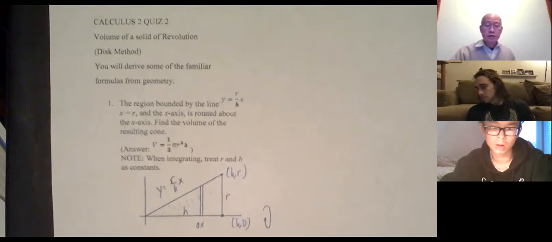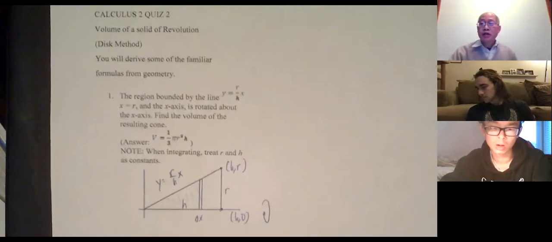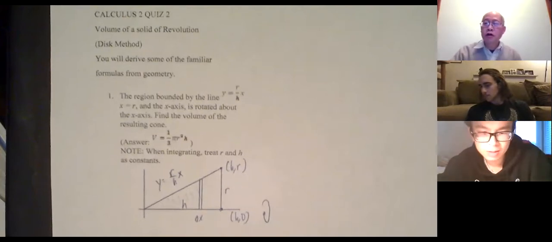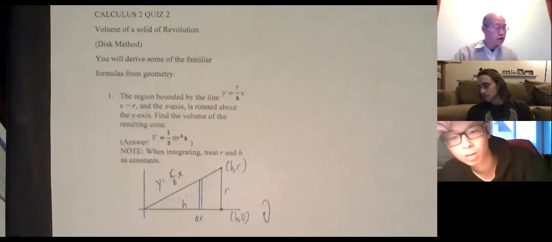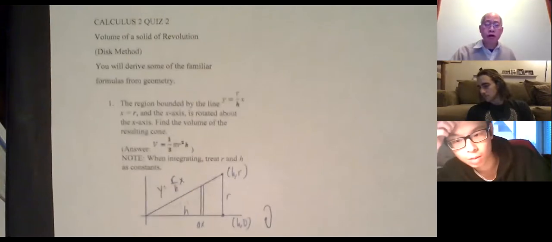Okay. But in case you're wondering, how do they derive the formula for the volume of a cone or the volume of a sphere? They do it by a volume of a solid of revolution. They didn't come out that hard, I don't think. Most of you got it okay.